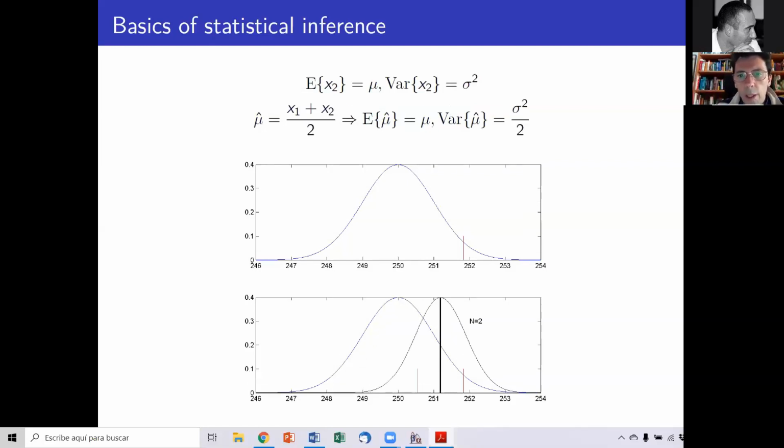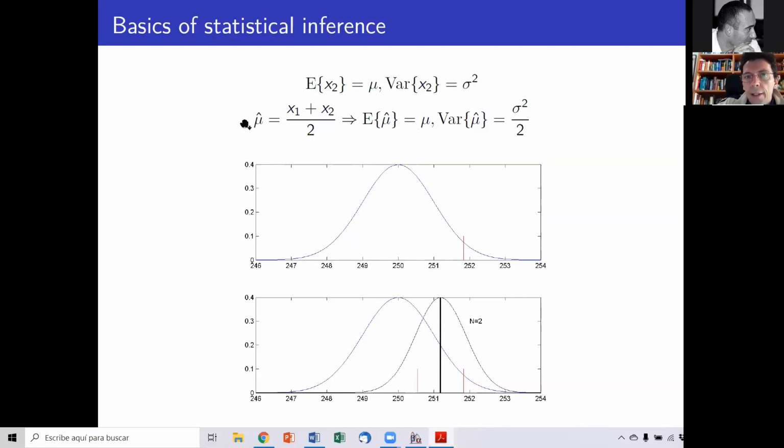Okay, so now we have 2 tablets. The second tablet is, let's say, 251.7. Now my estimate of the mean could be a little bit better, because I can take the 2 tablets that I know, the 250.5 and the 251.7, divide by 2, and that would be an estimate. And if the machine goes fine, the expected value of this estimate should be the true mean, so it should be 250.